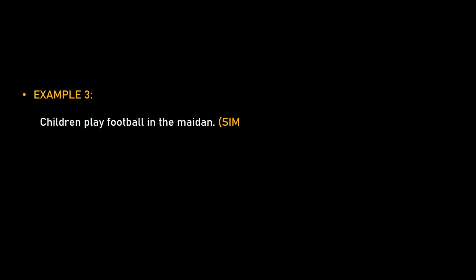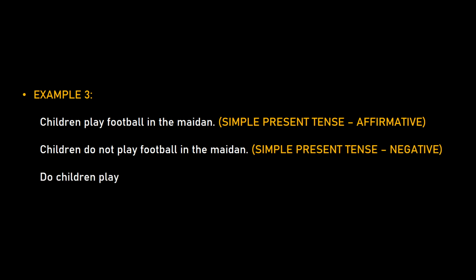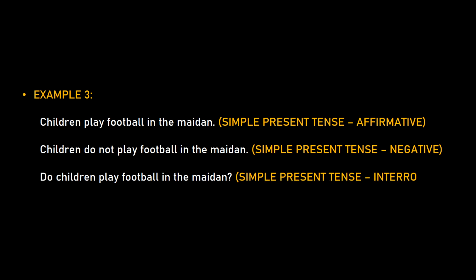Let's go with the third example. Children play football in the Maidan. This is simple present tense in affirmative. Children do not play football in the Maidan. Simple present tense in negative. Do children play football in the Maidan? Question mark. Simple present tense in interrogative. So students, in all, even present continuous, present perfect and present perfect continuous can be written in negative and interrogative sentence as well. So don't get baffled.